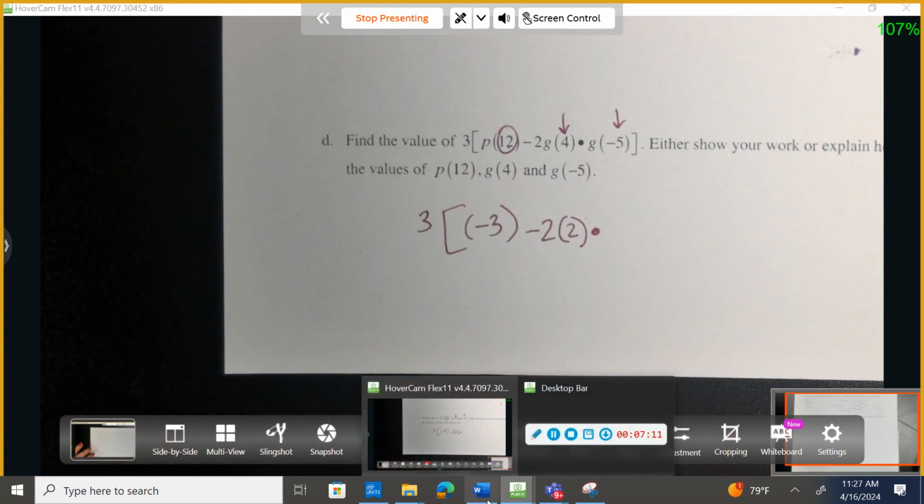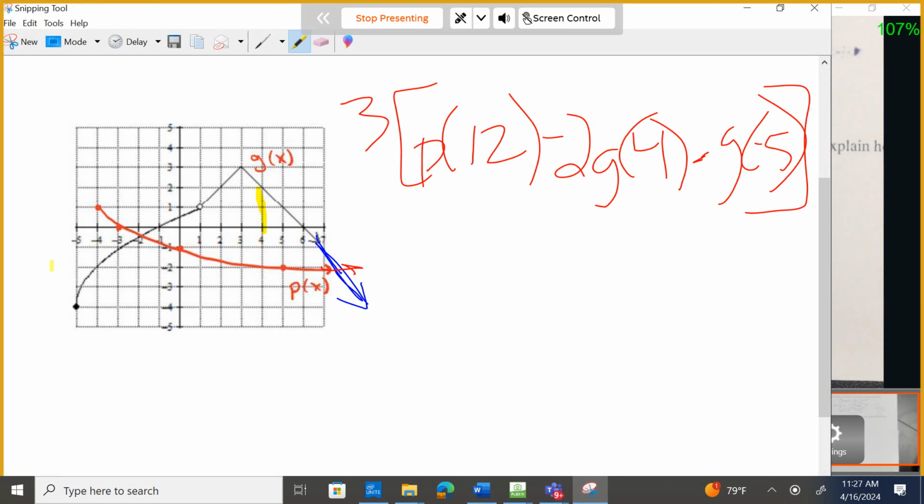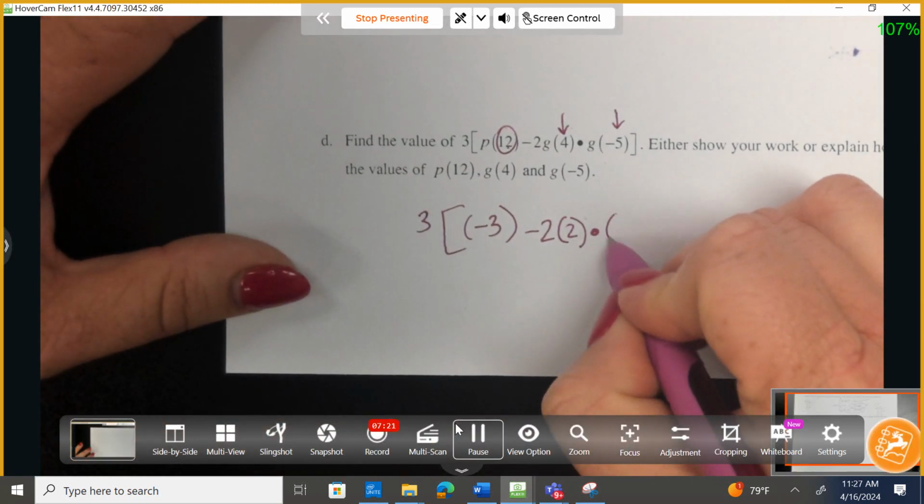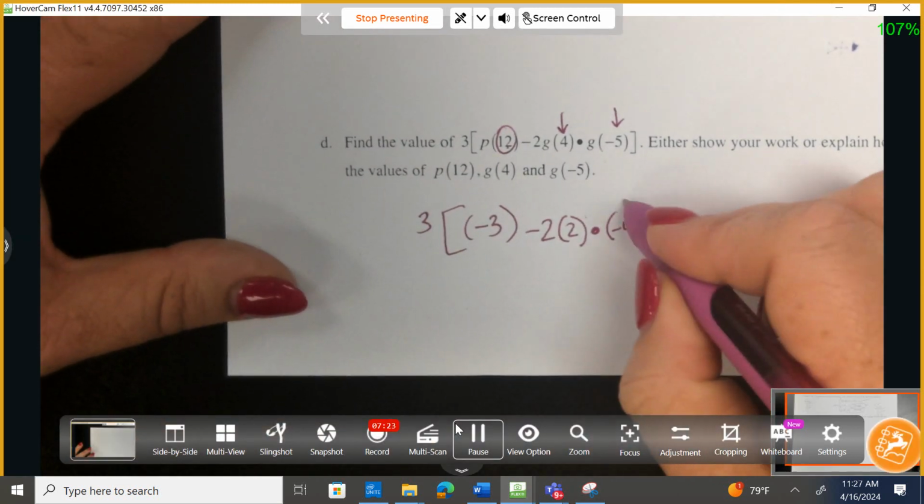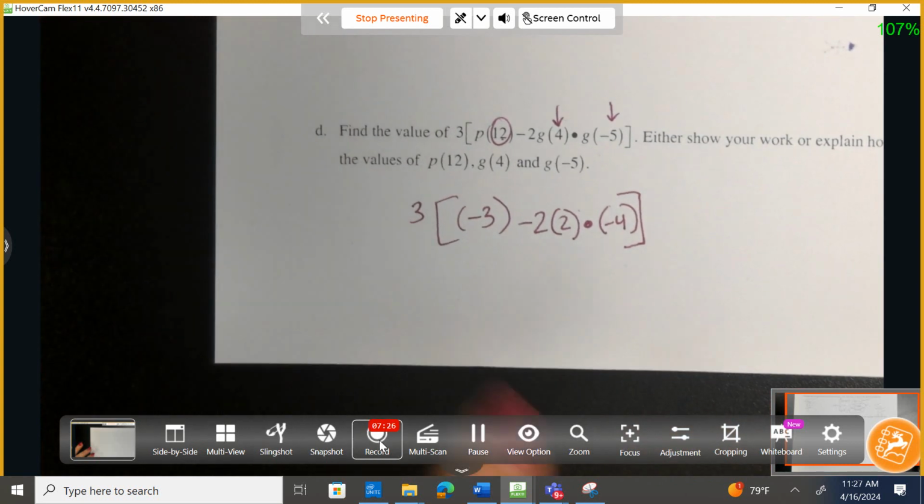Now, this means go to an x value of negative 5. I can do that again. Let's find this. Negative 5 is right here. What is the output value? Negative 4. So I'm going to come back over here. That's negative 4. With your team, now please evaluate.